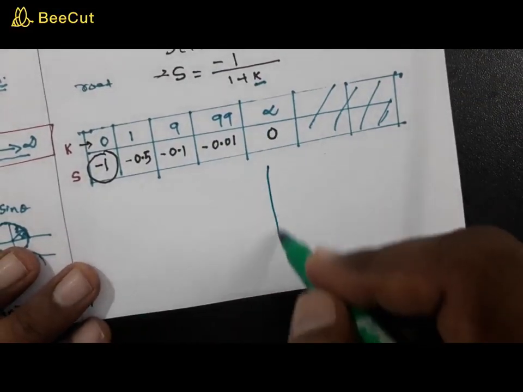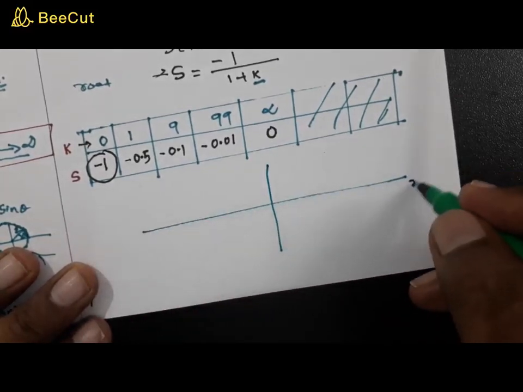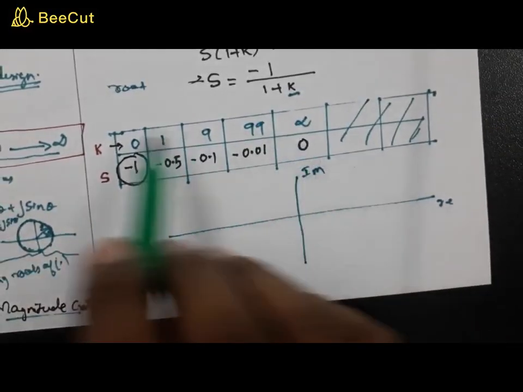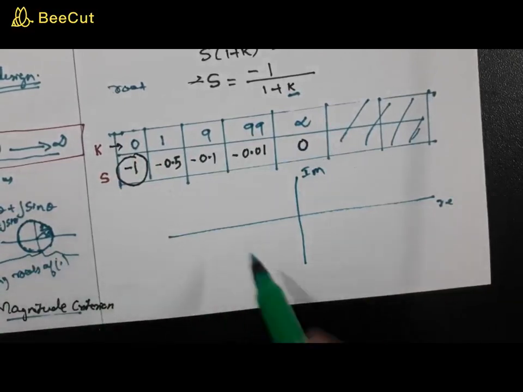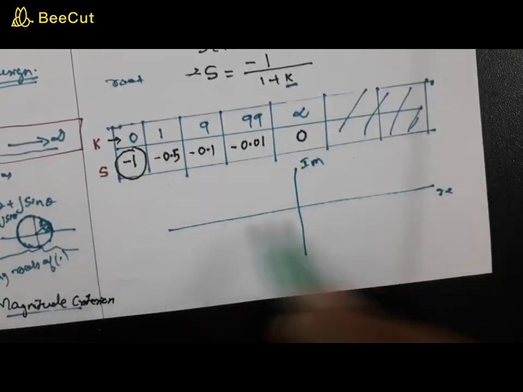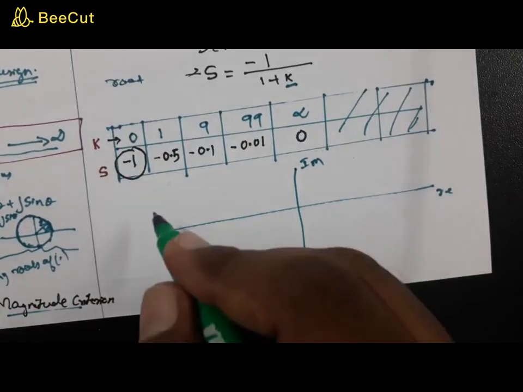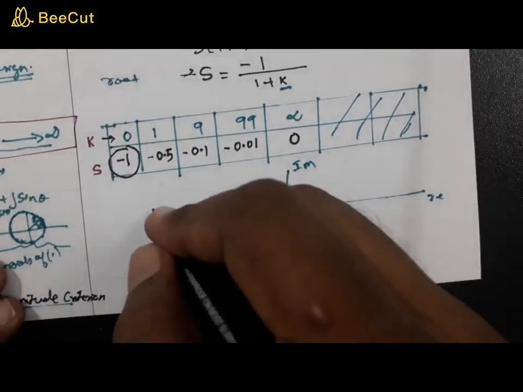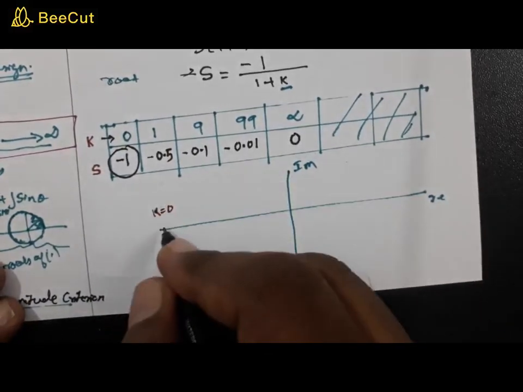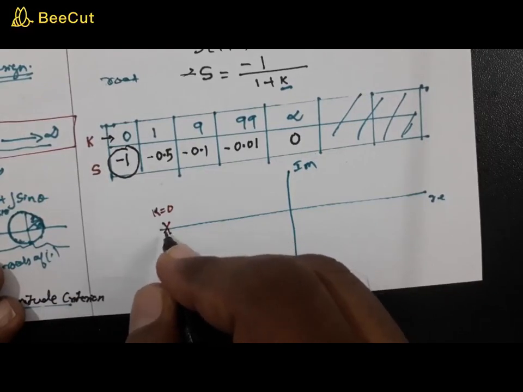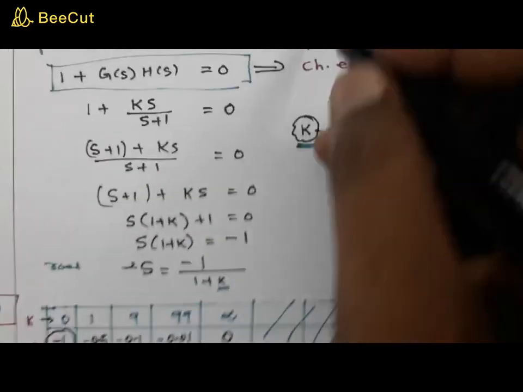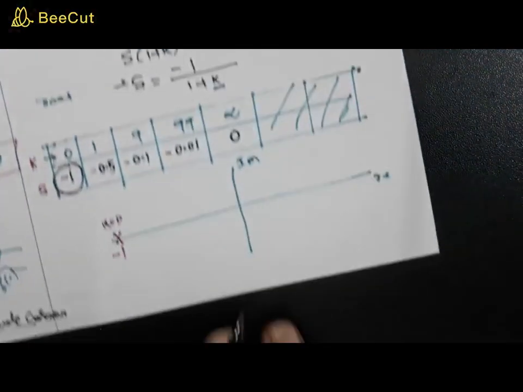When you try to plot this on an s plane, this is the real axis and this one is the imaginary axis. Even though this is the s plane, in this example there is no imaginary term, so all the points will lie on this real axis. Now let's plot at k is equal to 0. At k equal to 0, this pole starts from minus 1. This is actually the open loop pole, or the pole of an open loop transfer function, right?